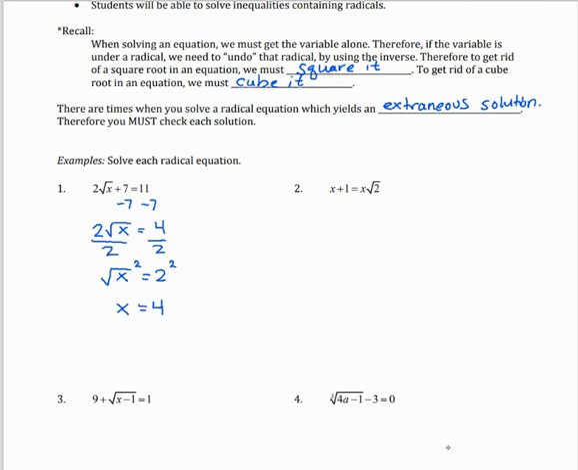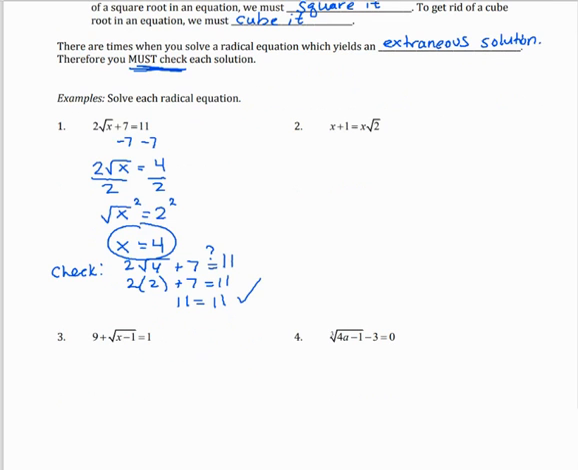Now, here's where we must check, okay? This is not just did I do it right? We may have done all of our calculations right, but there could be an extraneous solution. So always go and check. So if I plug that 4 in, does it actually equal 11? So we would have 2 times 2 plus 7. And yes, 4 plus 7 is 11. So that is good. So it means x equals 4 is our solution.